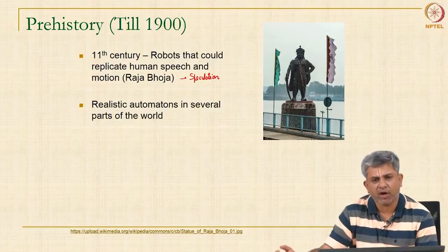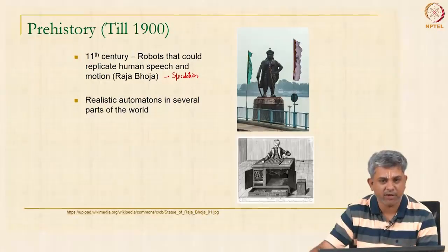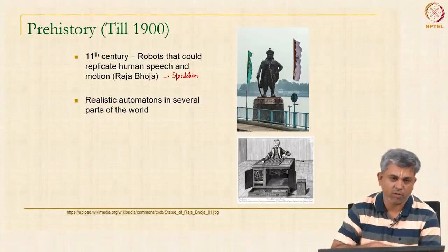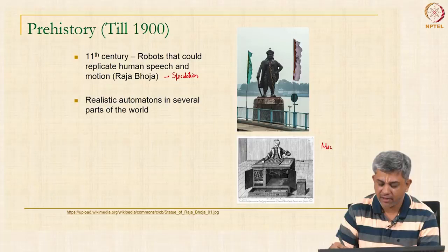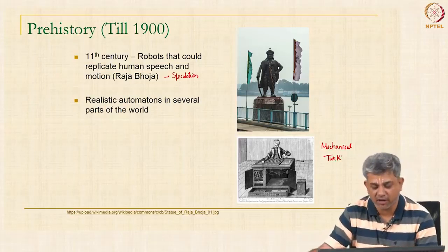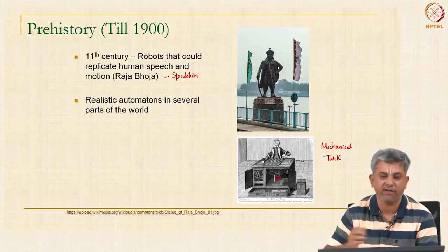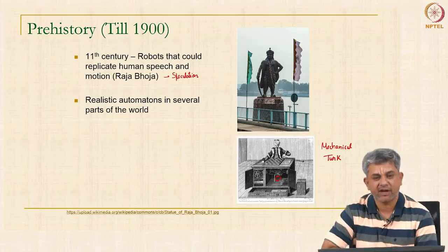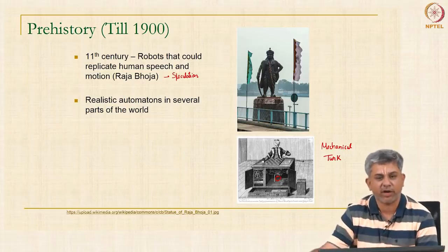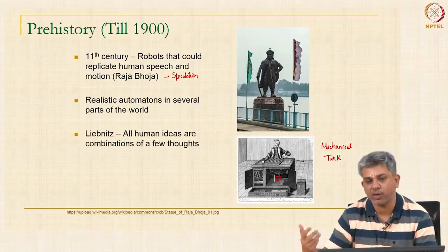There were realistic automatons in several parts of the world, right from prehistory till date. One such example, though it is a fake example, is what is called the mechanical Turk. This was a claim by essentially a con man that he could make a machine that could play chess. What he actually had was a person inside, a person who could play chess, but nonetheless we know that there were several automatons, that is things that could move automatically, and replicate at least human motion.